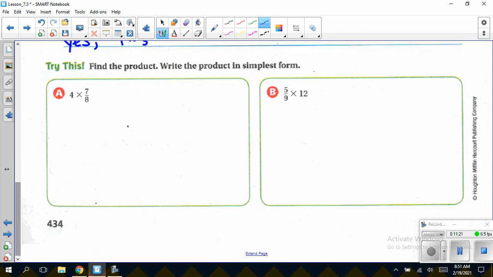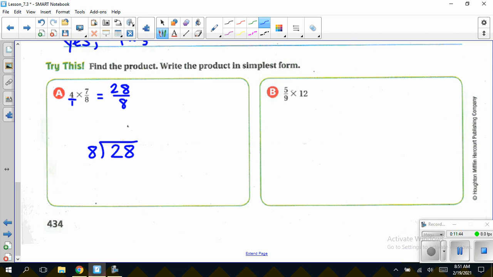Going down to the try this, I always put the whole number with the denominator of 1, so that way it helps me remember. So I know that if I take top times top, 4 times 7 is 28. Bottom times bottom, 1 times 8 is 8. Now I have to T-bow. So top number 28 divided by bottom number, which is 8.